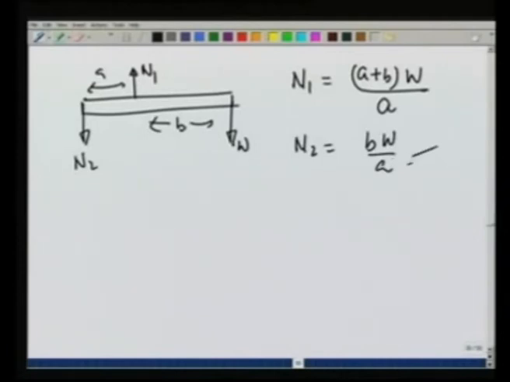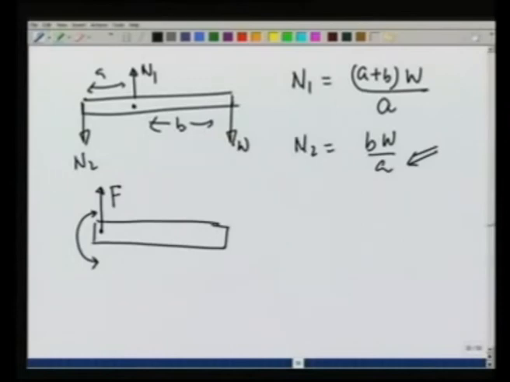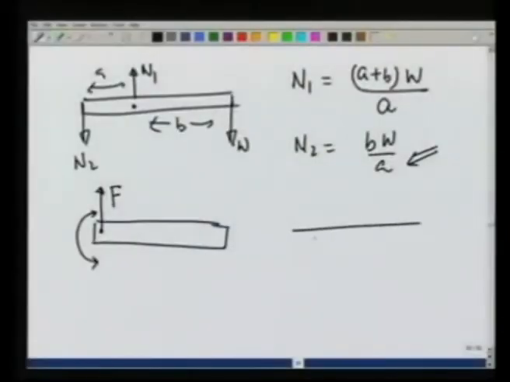I could have gotten this answer directly if I took the torque about this point, but the point I am trying to make now is going to be slightly different. I could think of this whole thing, this built-in support, as if it is applying a torque at this point at the end in one direction or the other, and a force F, and that is how I want to represent a built-in support. Let us understand how this can happen. So, once I have determined N1 and N2, this is W.